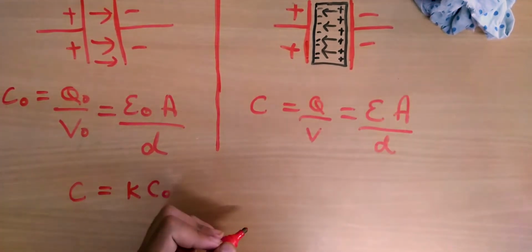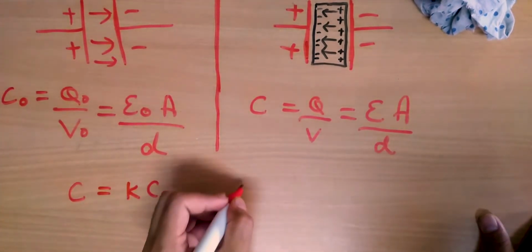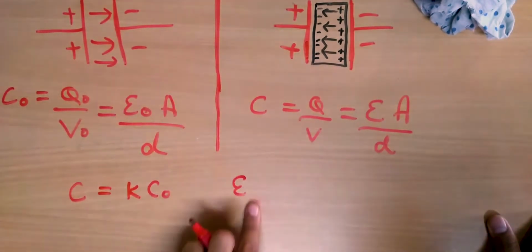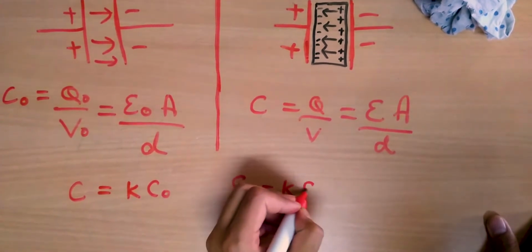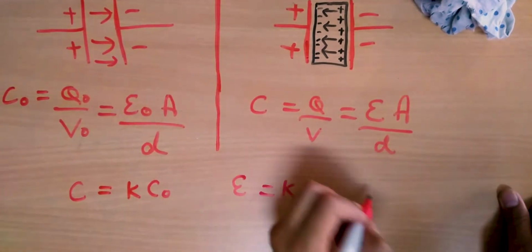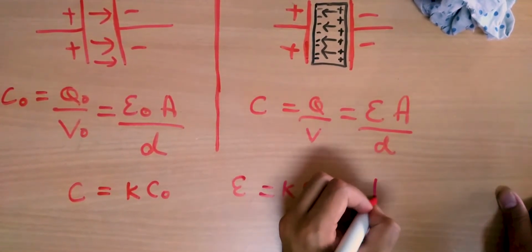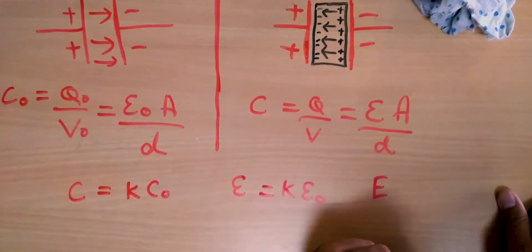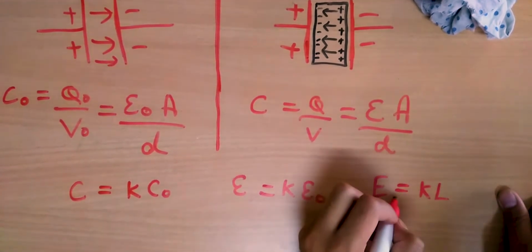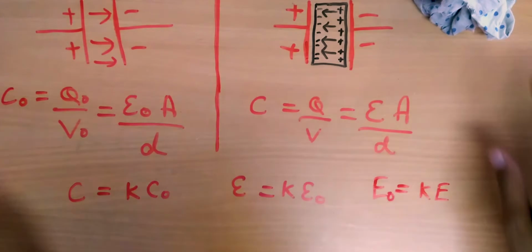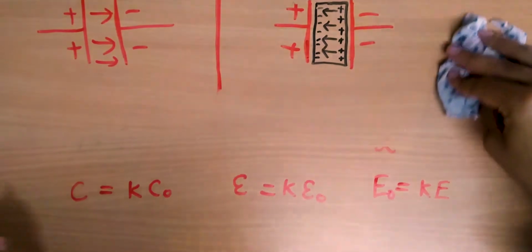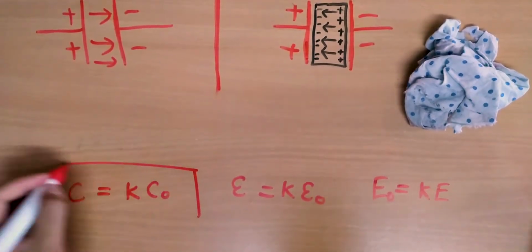Also what I end up getting is that this epsilon, the epsilon in this case, equals K times epsilon naught. So that is another relation. And just to complete it all, I'll write the original relation, which is the electric field: the original electric field equals K times the electric field that I got here. So these are the three key relations that I think you should keep in mind.